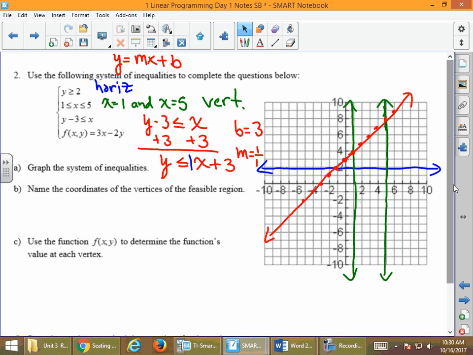The green lines, the red line, the blue lines are constraints. And what we need to do is figure out where to shade. And you might want to wait to shade until I shade, so that your picture doesn't get completely jumbled up and you don't know what's what.